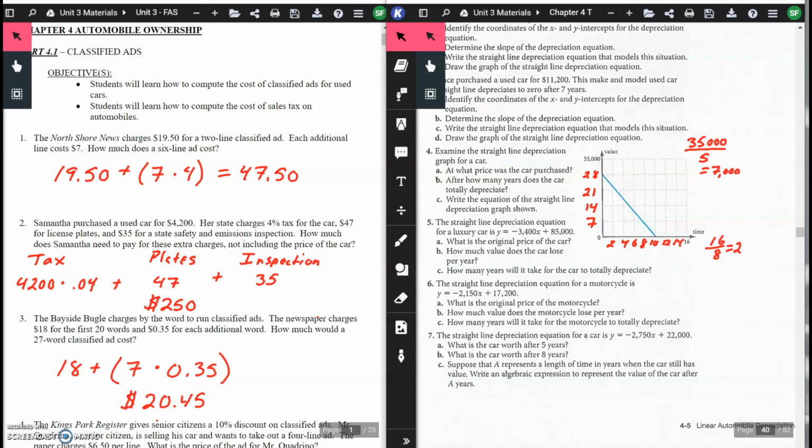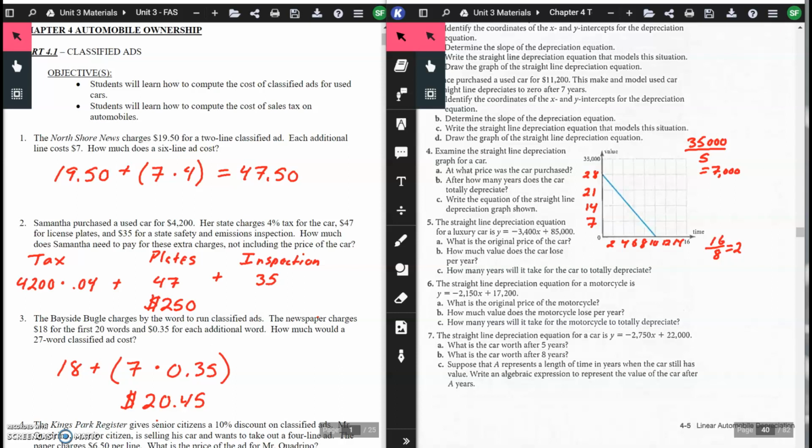Well, the first 2 lines cost $19.50, so there's 2 out of the 6. And then each line after that costs $7. All right, so we have 2 lines at $19.50 and we need 4 lines at $7 to get our 6-line ad. So you add these 2 together, gives you $47.50.